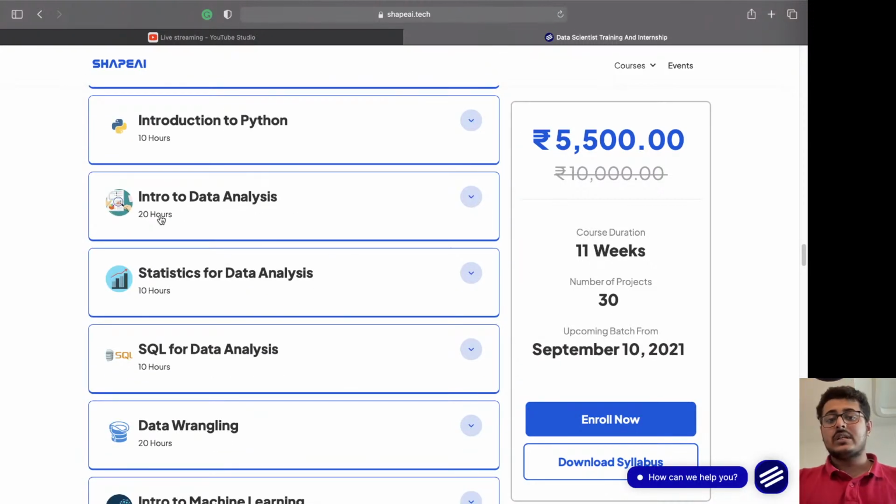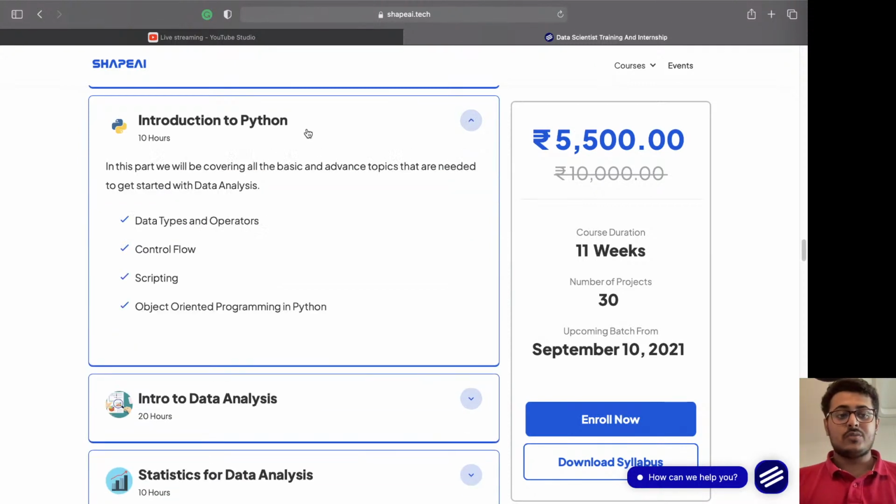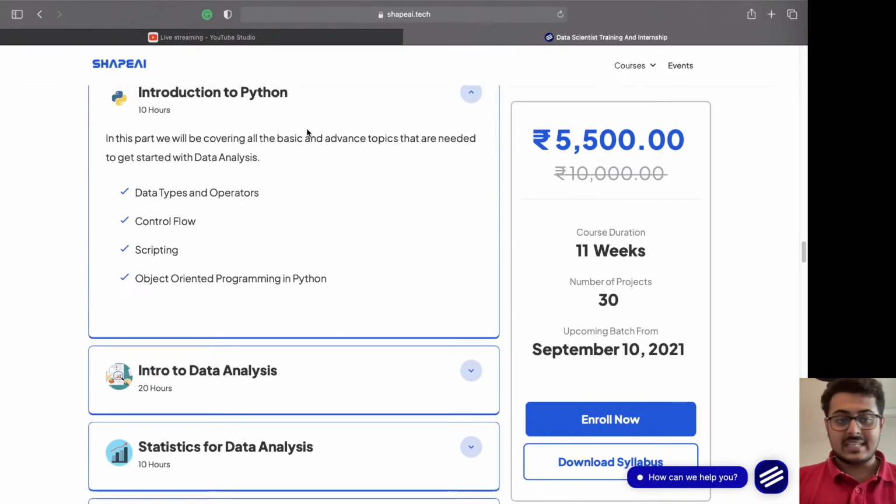The next thing that you need to start off with is Python. Okay, Python is extremely important, guys. If you don't learn Python, then the next part of the entire data analyst or data scientist or even SDE path will not be up to the mark for you. First of all, in Python, you need to learn about data types and operators. You need to learn about control flow, scripting, object-oriented programming. All these topics will cover the entire Python for you.